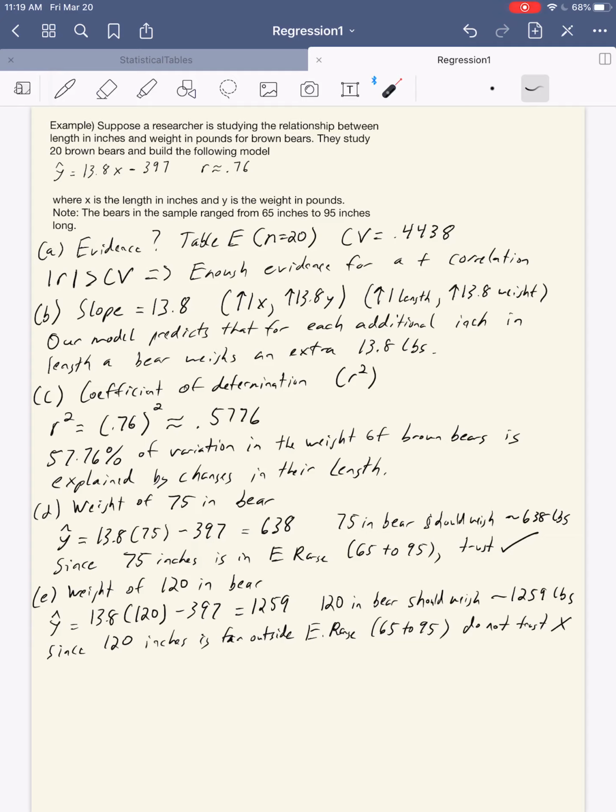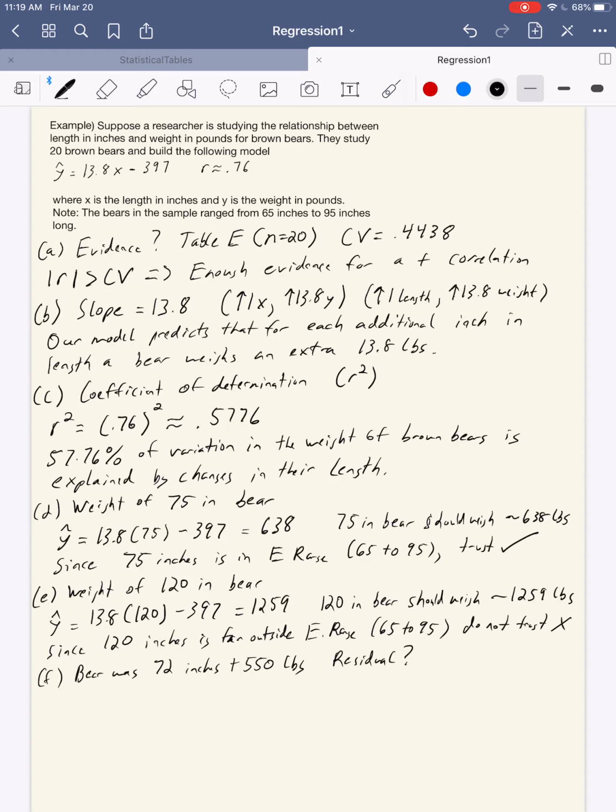This one that's 120 inches is far beyond that, so there's no reason to believe that our model will apply to it. All right, the last thing we want to try to do here is go ahead and calculate a residual. So we had a bear that was 72 inches and 550 pounds, and we want to get its residual.